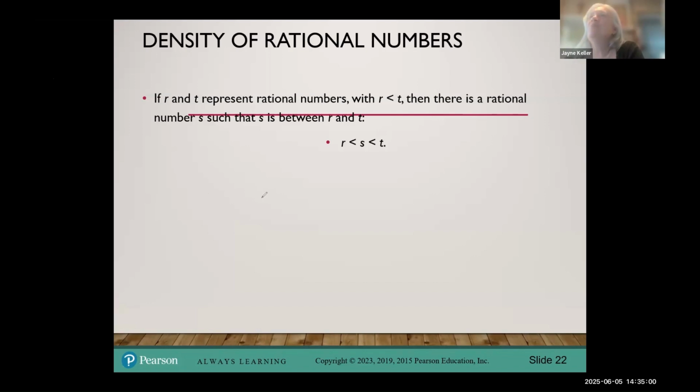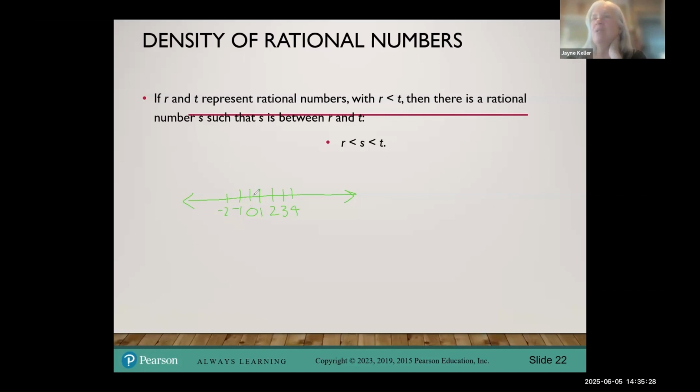Okay, so now we have what we call the density of rational numbers. Do you remember the number line? When we're first learning the number line in elementary school, it looks like this. And then somewhere around middle school, they pulled out all these integers, right? And when we talk about rational numbers, we have all these numbers in between.